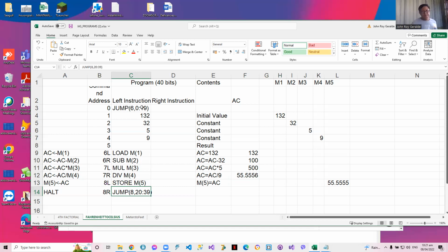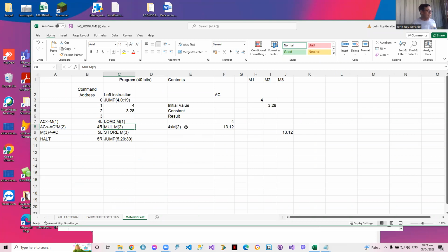Any questions? Same logic, right? And then we have meters to feet. 4 meters we convert to feet. So this is, by the way, 4. This is 3.28. Okay. So we load M1. So AC receives 4. And we mul M2. This is 3.28. So it becomes 13.12. And we store M3. This is the result.